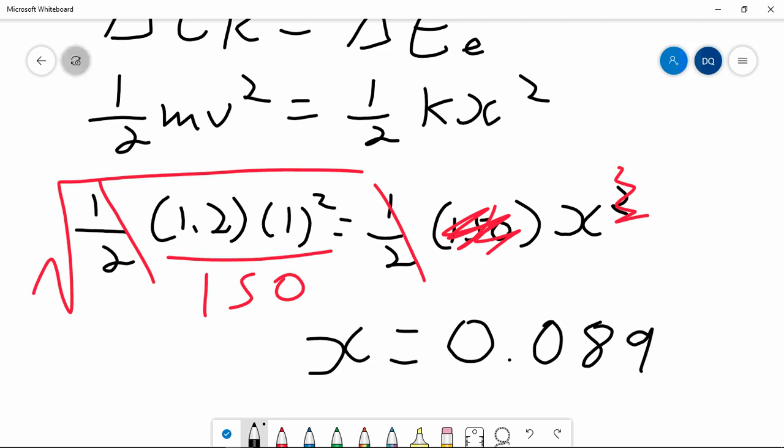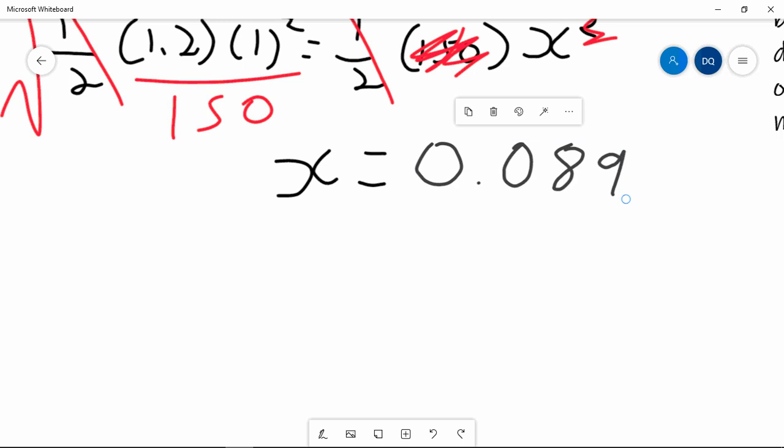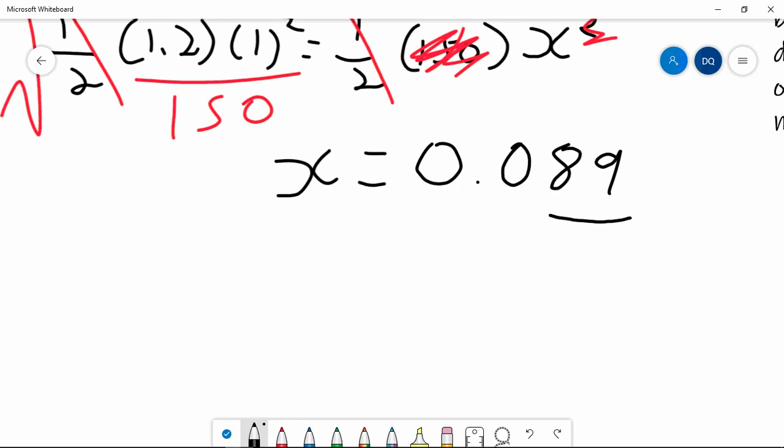0.089 seems small, but actually not so much. That's in meters, so the 0.89 actually means 8.9 centimeters. So the spring has been compressed 8.9 centimeters while the block was stopped.